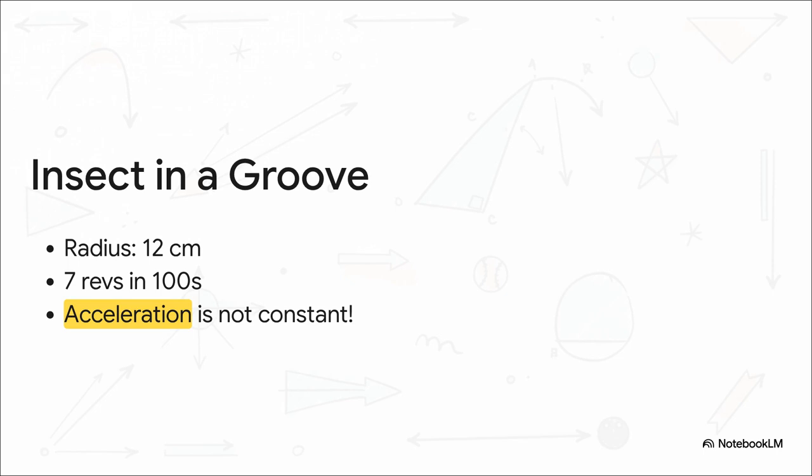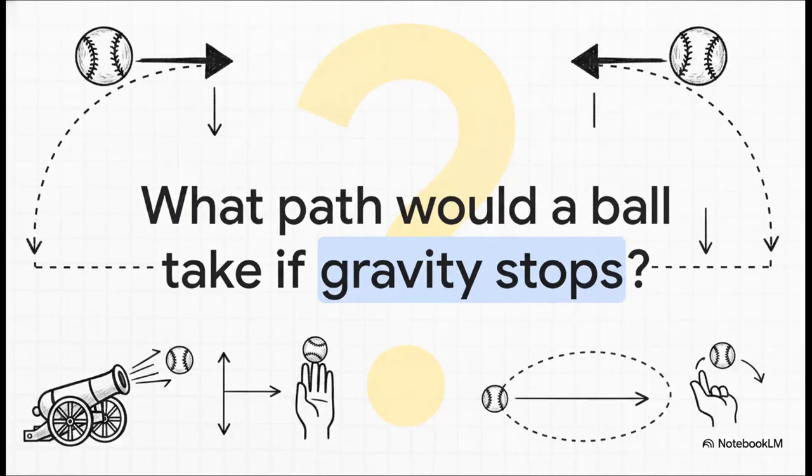The magnitude, like the actual physical amount of acceleration, stays the exact same, but the vector itself is always pointing in a brand new direction as the bug runs around that groove. It's just a perfect real-world illustration of why direction matters every bit as much as the amount. Which brings us to one final, slightly provocative thought experiment.